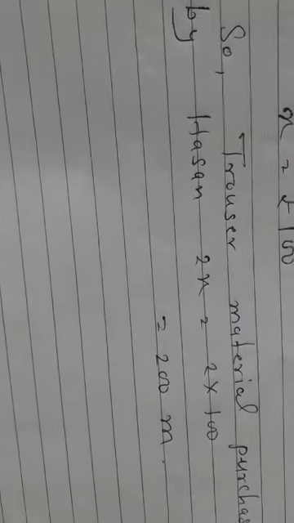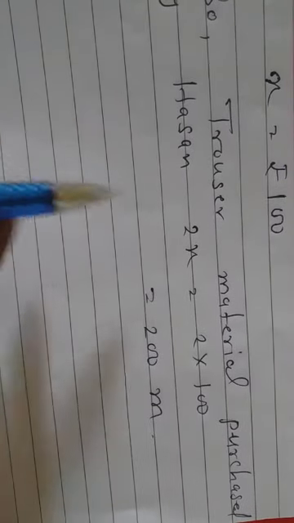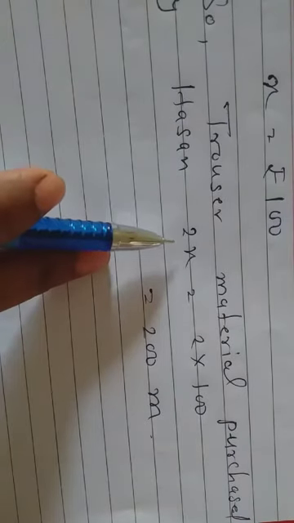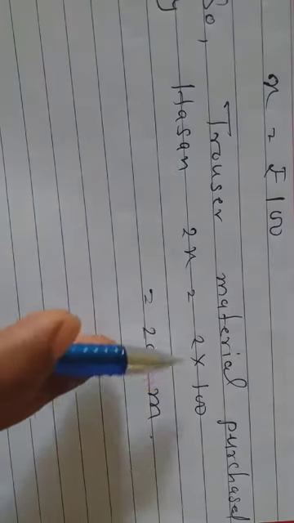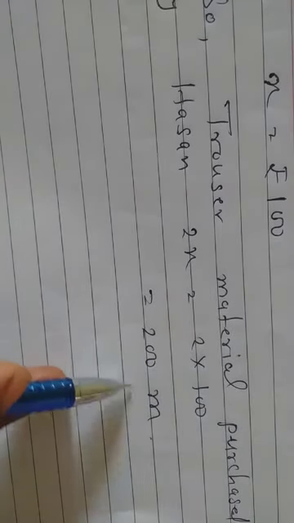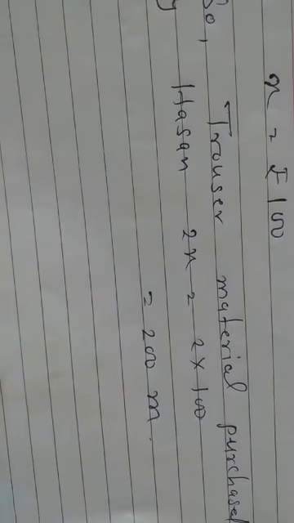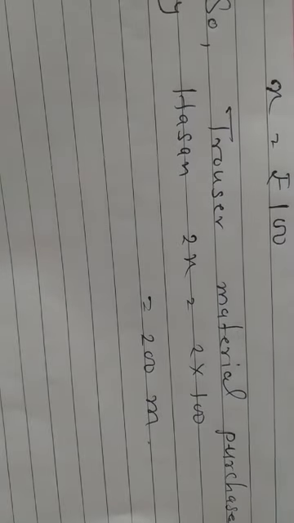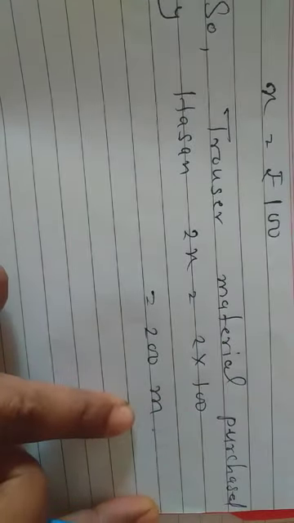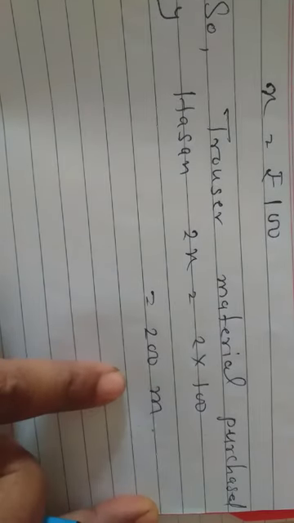Okay, but we have to find the total trouser material he purchased. So the trouser material purchased by Hassan, how much was it? 2x. That means 2 times the value of x, which we found is 100. 2 into 100 is 200 meters. That means Hassan purchased a total of 200 meters of trouser material. I hope you understood this question. Thank you.